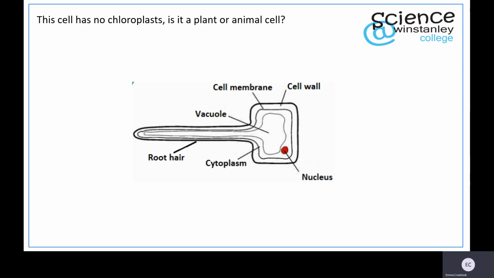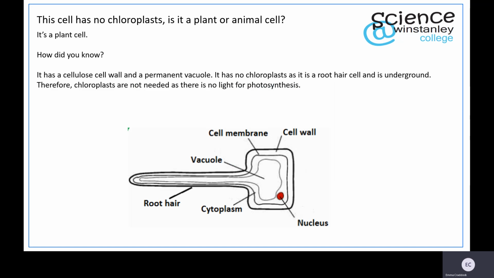However, this cell has no chloroplasts. So is it a plant or an animal cell? It's a plant cell. How did you know? Well, it has a cellulose cell wall and it has a permanent vacuole.